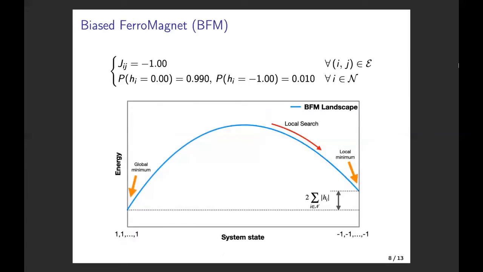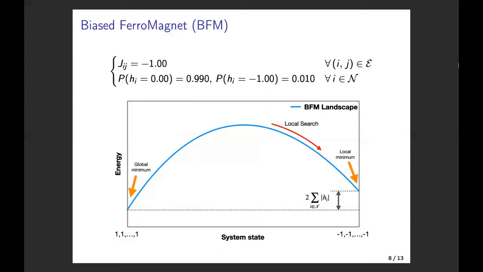The first problem class we looked at is biased ferromagnet, BFM. In BFM, we set all J values to -1, which makes all variables tend to be the same. Here I have an illustration of the energy landscape of BFM. And as you can see, the all 1s and all -1s configurations give local minima.